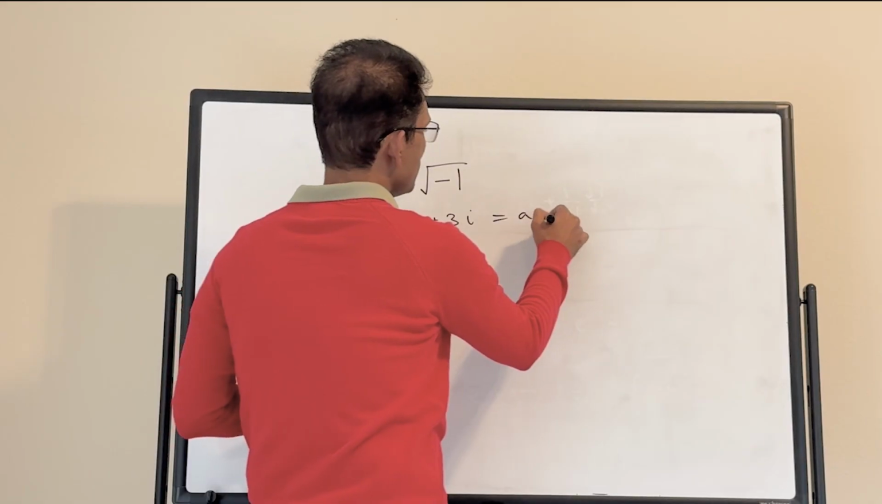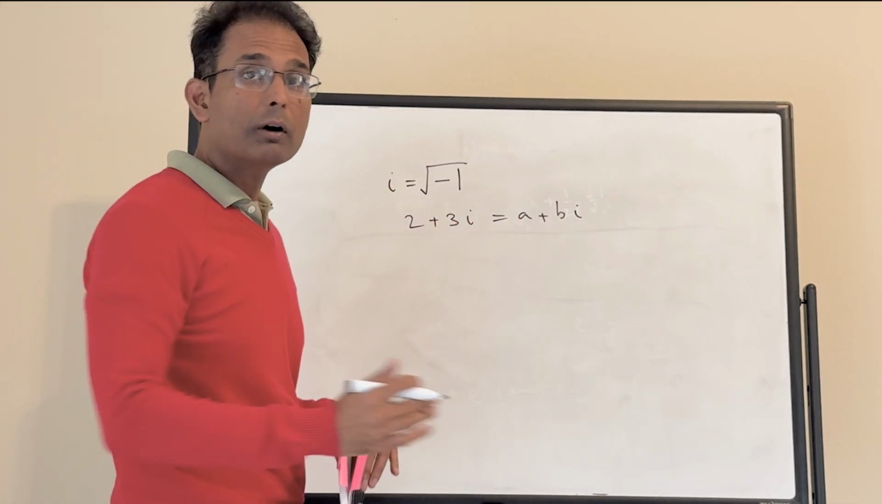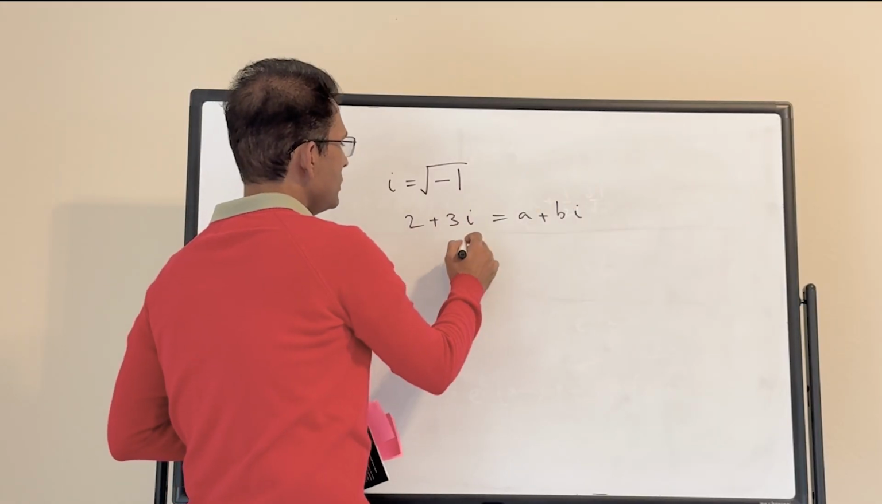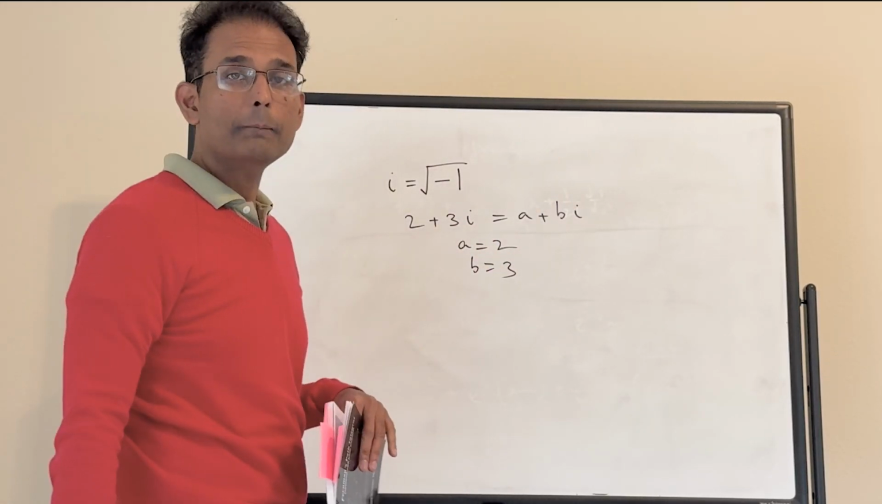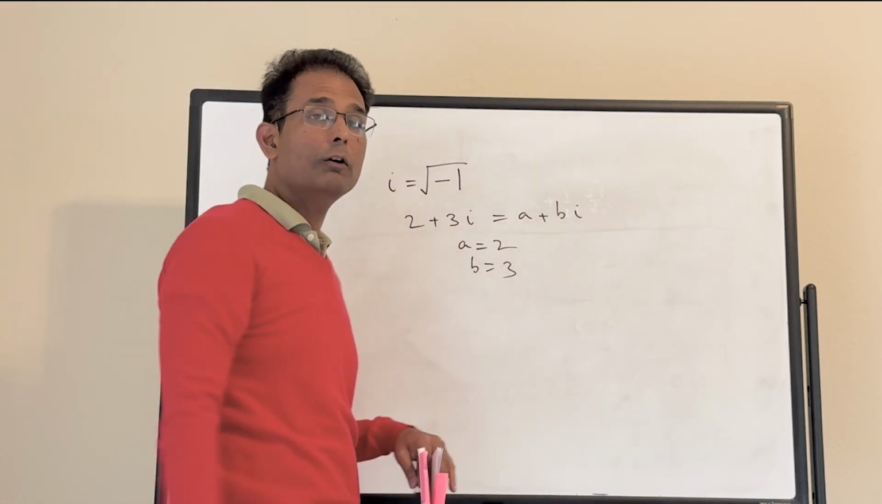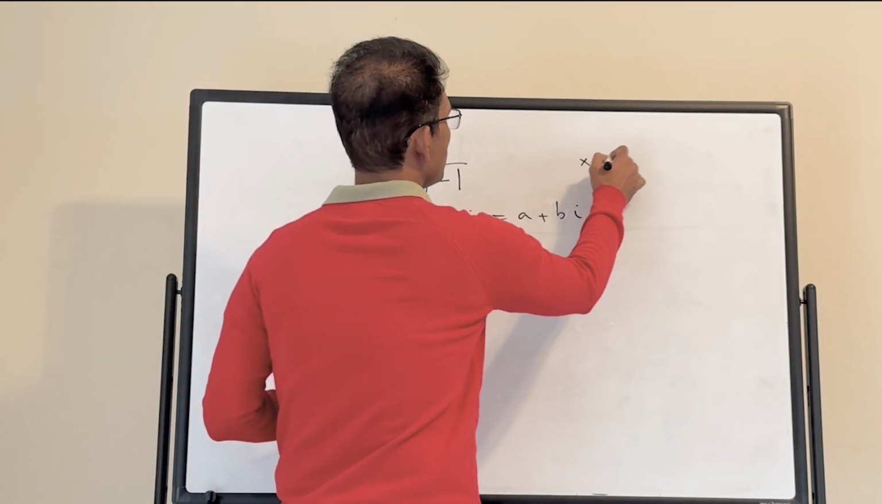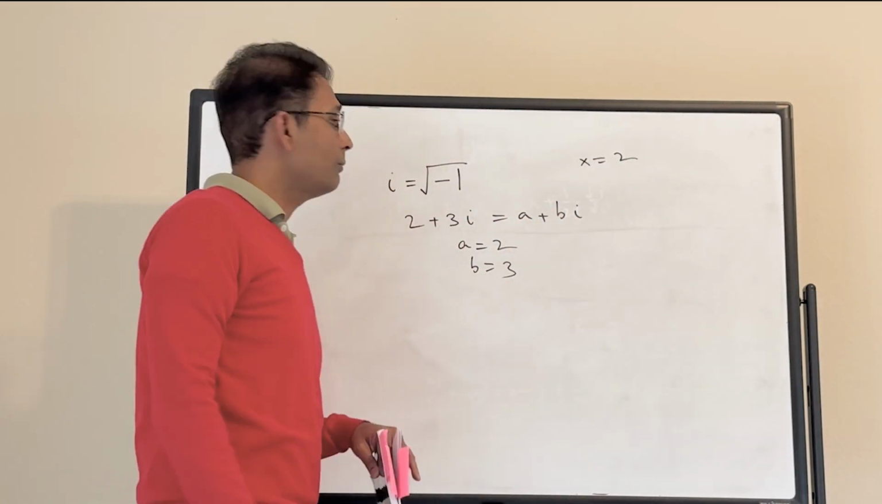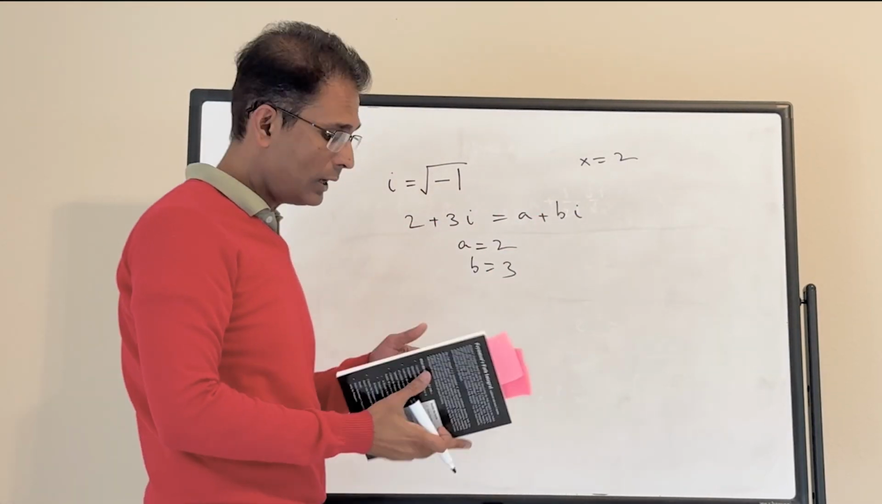If this is equal to a plus bi, then you can equate the real part to the real part and the imaginary part to the imaginary part. So you'll have a equal to 2 and b equal to 3. This is how equality of complex numbers works. For real numbers, if you have x equal to 2, it means x is 2. For complex numbers, you have to equate real to real and imaginary to imaginary.